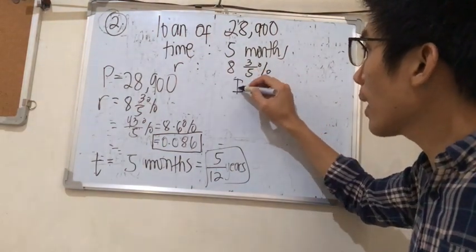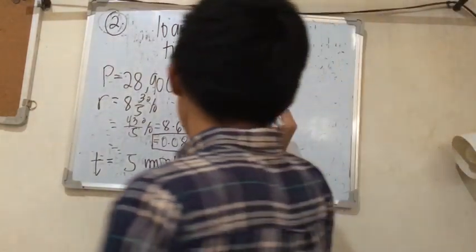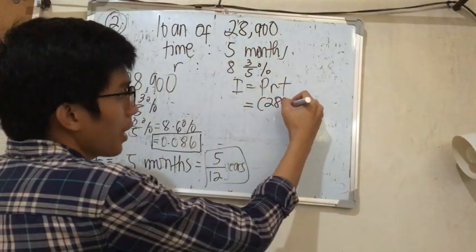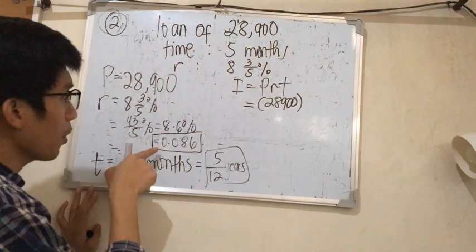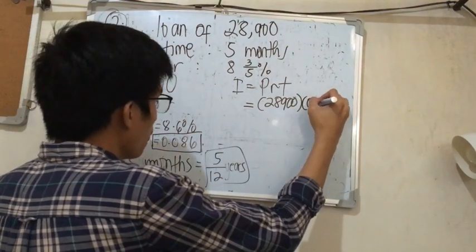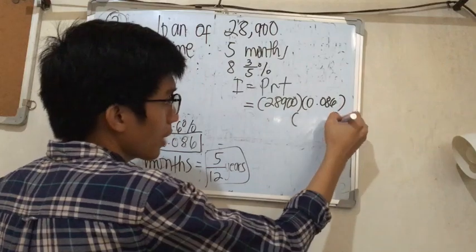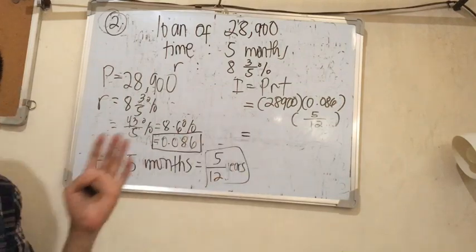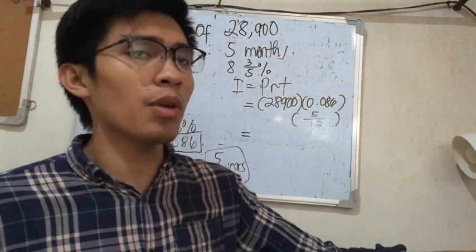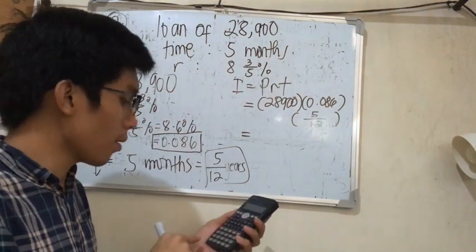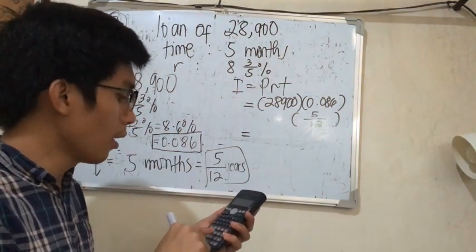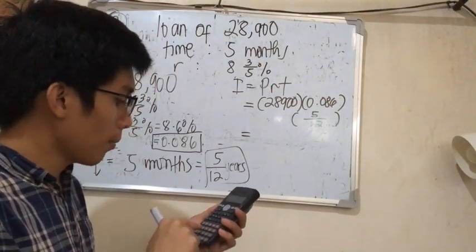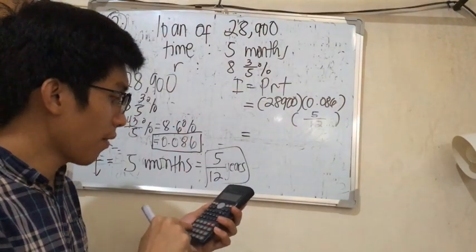What is again the formula? That is I equals PRT. What is my P here? My P here is 28,900, multiplied by my R, which we already converted into 0.086, and I have to multiply that by 5 over 12. Same process that we did in my previous example, you have to multiply everything. So using my calculator, 28,900 times 0.086 times 5 divided by 12.